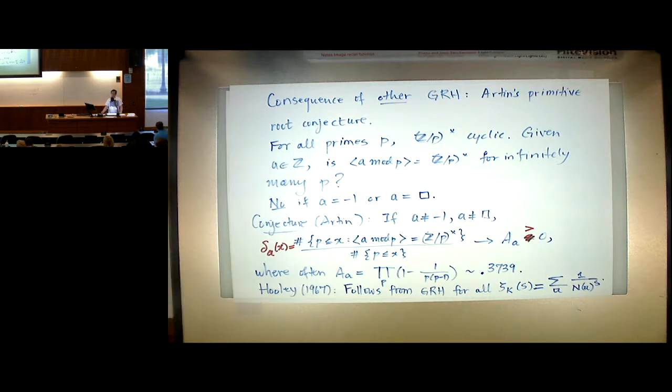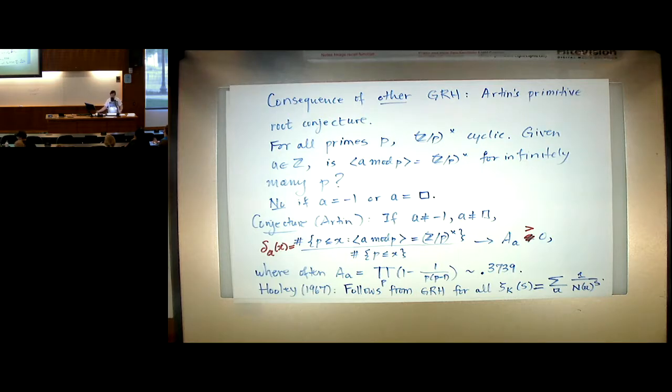Although the data looks pretty good. Although it is known without GRH that this property is true for one of the numbers a equals 2, 3, or 5. But without GRH, you can't point to one of them and say it's true for that one. For at least one of those, it's true unconditionally, meaning without using GRH. If we use GRH, you get the whole thing. But without GRH, nobody knows how to show it for any one individual example.